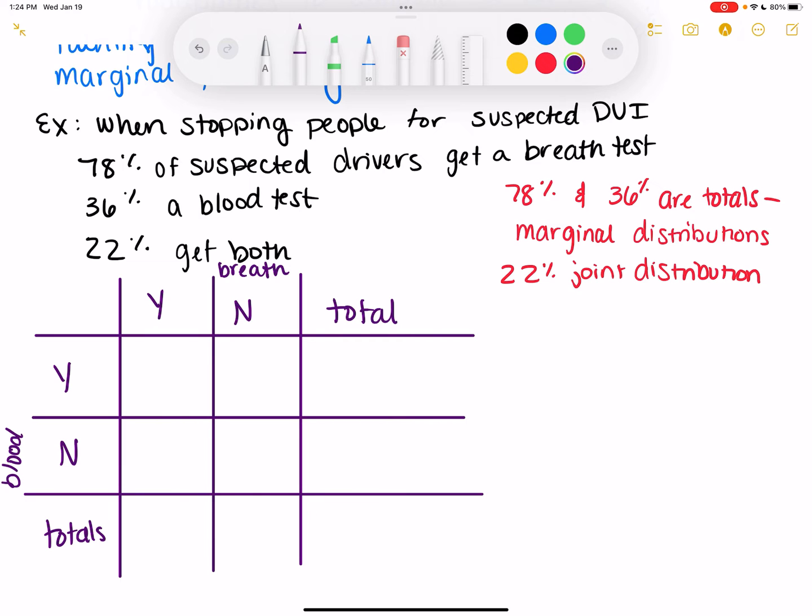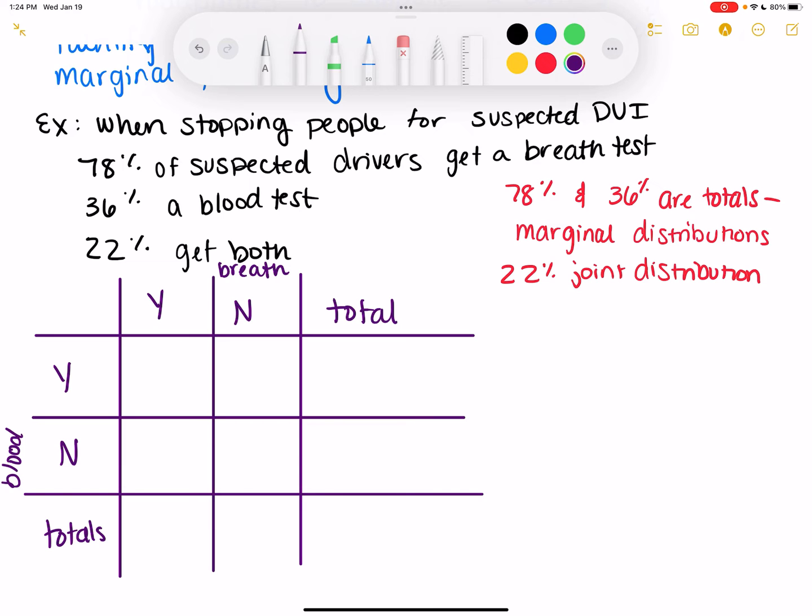So what this table is set up, the reason it looks like this with the yes and no on the top and the yes and no on the left, is that if they got a breath test, then they get a yes in that column. If they only got a breath test, then that's going in the yes but no. We're going to do it in a second, I'm just giving a rough explanation. If they get both, it's a yes and a yes. It's got to add up to be a certain total.